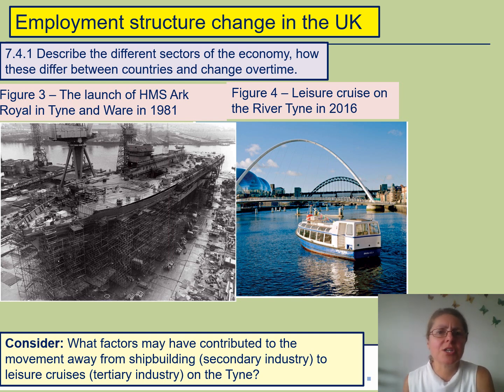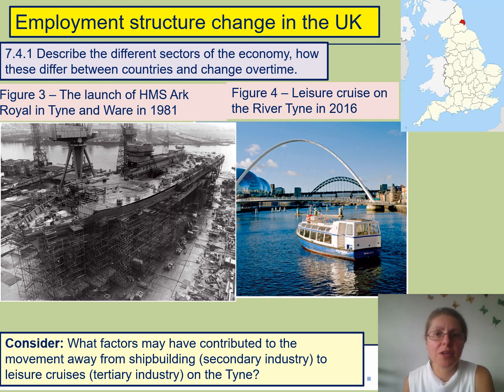So on this slide, you can see the River Tyne, which runs from Newcastle in the northeast of the UK. Figure 3 shows the type of industry which were around on the River Tyne in 1981. We can see that it says that there was the launch of HMS Ark Royal, which is clearly a secondary industry, as it represents shipbuilding. But by 2016, this industry had been replaced by leisure cruises along the same stretch of river.